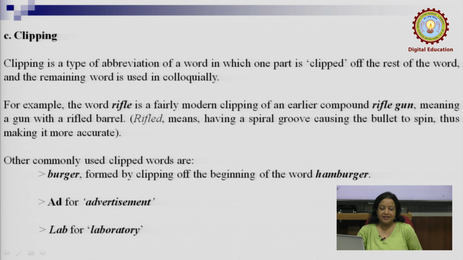The third one is clipping. Clipping is a type of abbreviation of a word in which one part is clipped off the rest of the word and the remaining word is usually used colloquially. For example, the word rifle is a fairly modern clipping of an earlier compound rifle gun, meaning a gun with a rifle barrel.